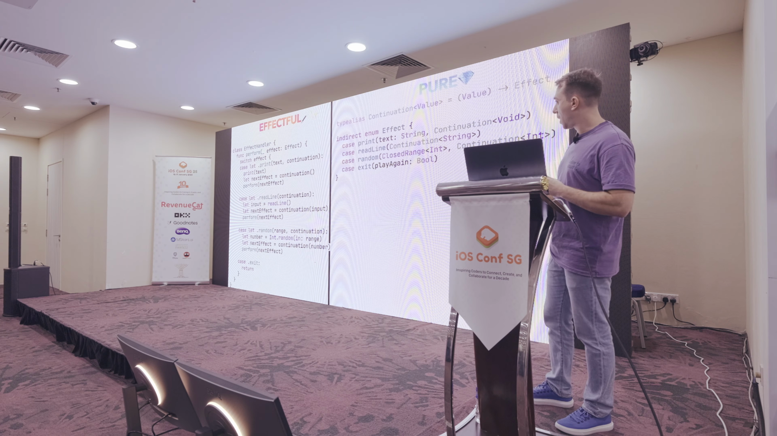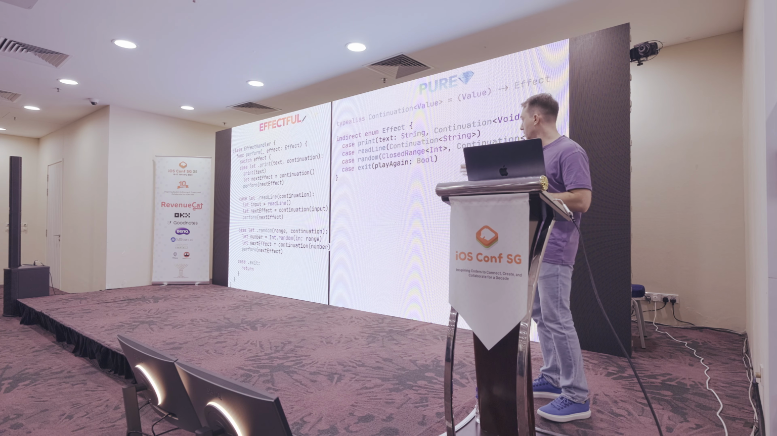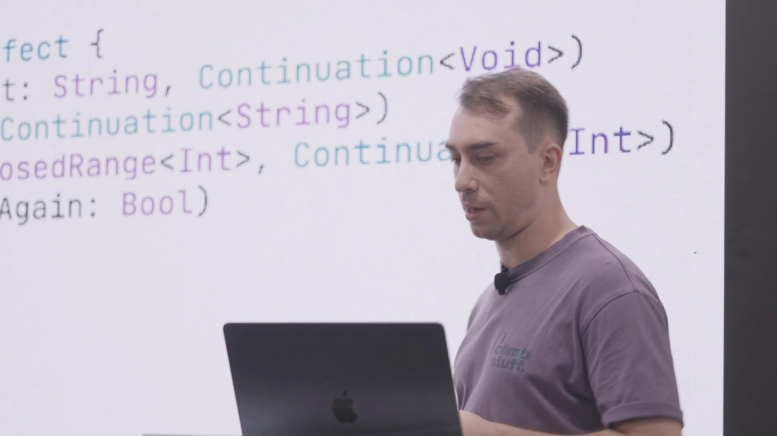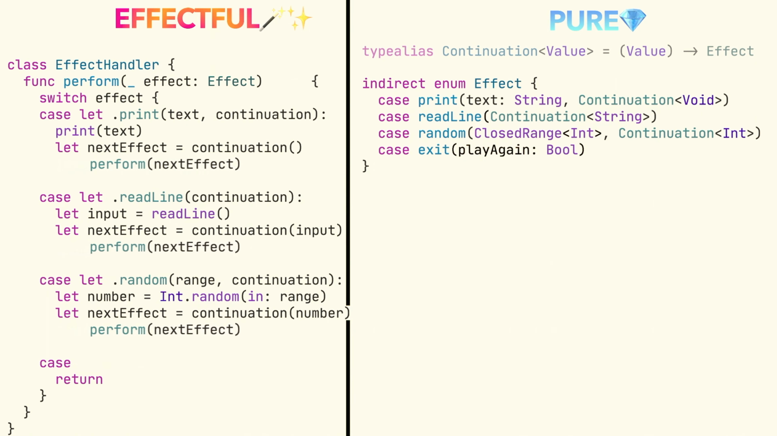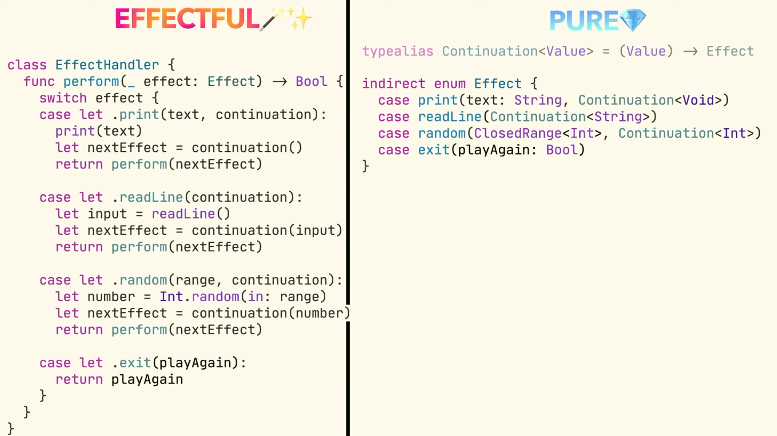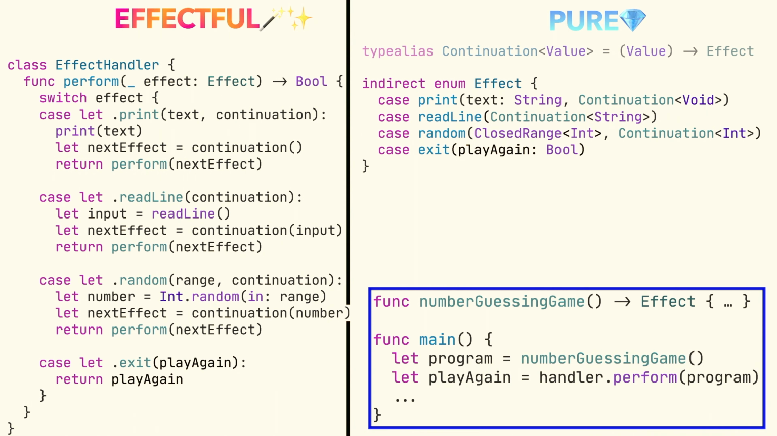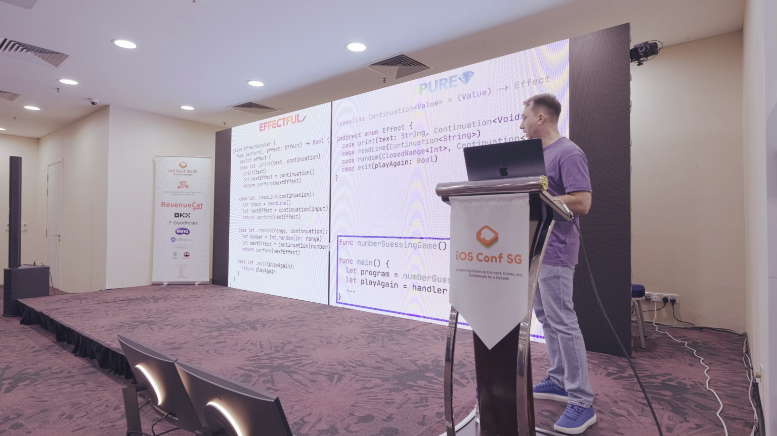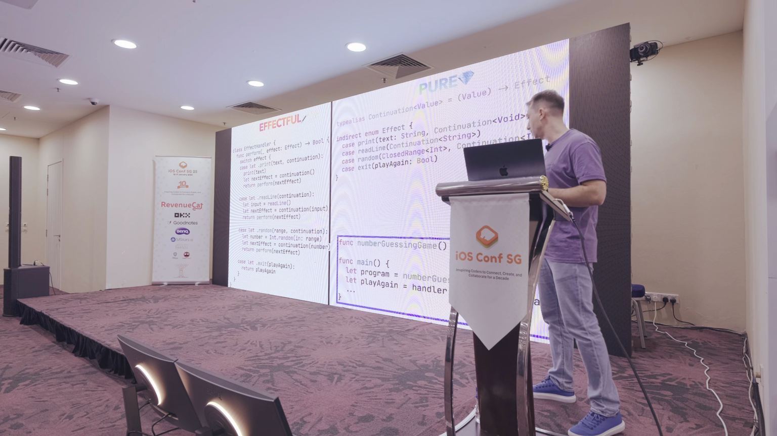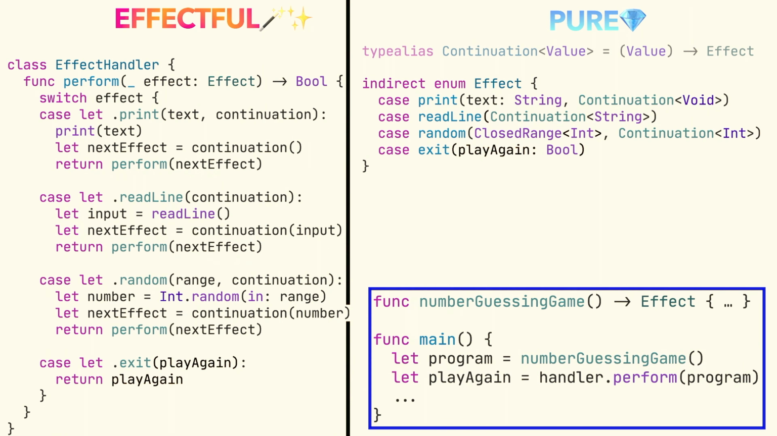But our program, when it finishes, tells us whether we want to play again or not. So we add a play again Boolean. And since our program finishes with a Boolean, the perform function now returns the Boolean. So when we actually create our description of our program and feed it into the handler, it runs the whole program until completion and then gives you the play again Boolean.